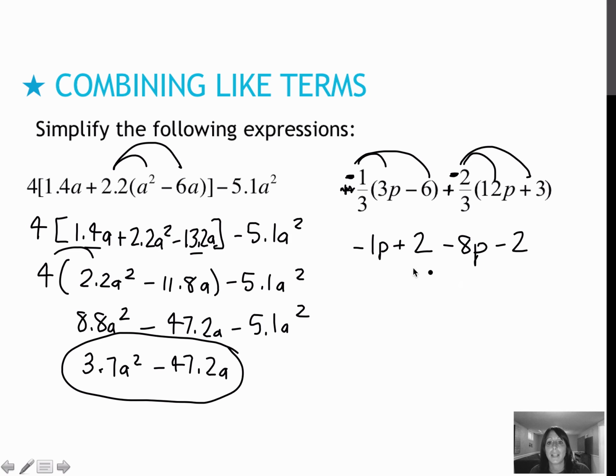And then I'm going to combine like terms. So these two combine together to give me negative 9p, and positive 2 and negative 2 combine together to 0, and so negative 9p is my final answer.